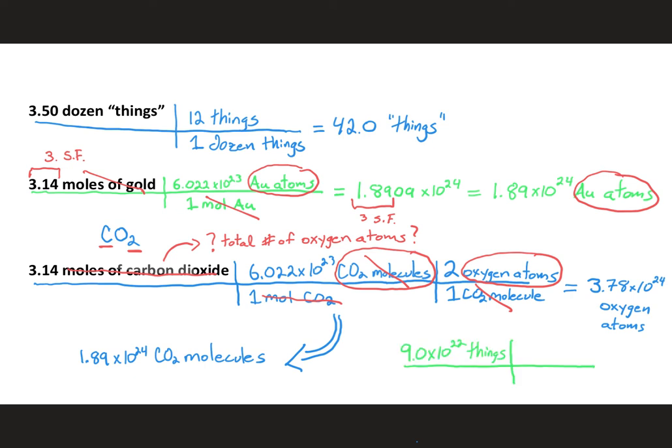We can use the relationship of Avogadro's number, 6.022 times 10 to the 23rd, and 1 mole to convert number of things to moles of things. So if we start off with 9.0 times 10 to the 22 things, and we use the conversion factor, 1 mole per 6.022 times 10 to the 23rd things, we get our final answer of 0.15 moles of things.